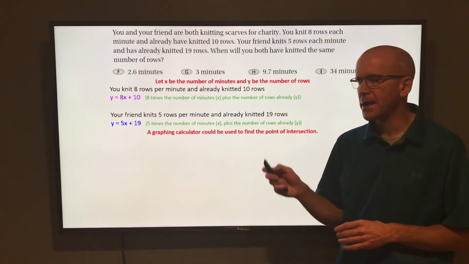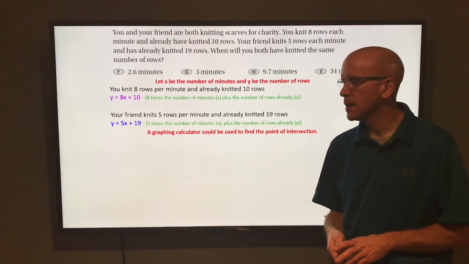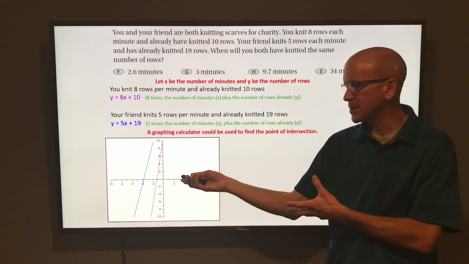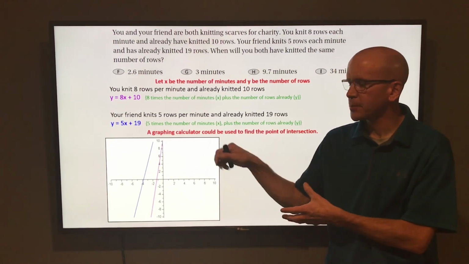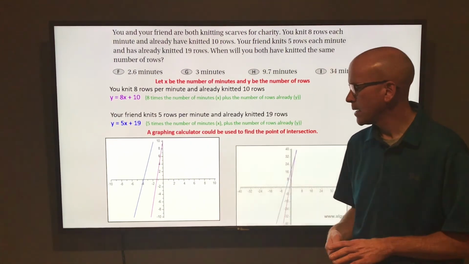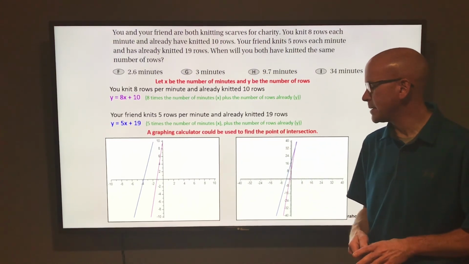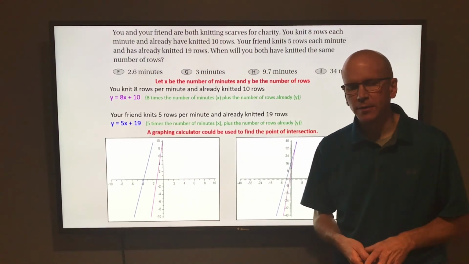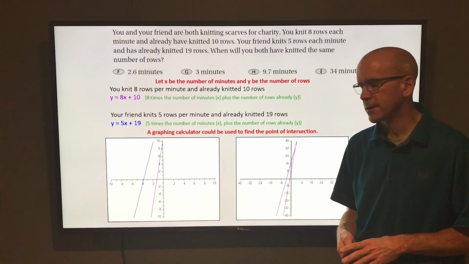A little tough to do on paper. You may want to use a graphing calculator. If you graph those on a graphing calculator, you might see something like this. Scroll up to where they meet and then zoom in and decide precisely where they meet. Maybe use some sort of trace function on the calculator, or just pinpoint exactly where they meet.